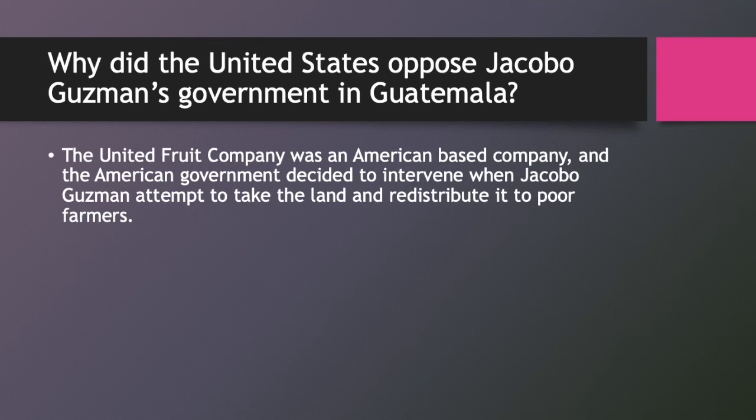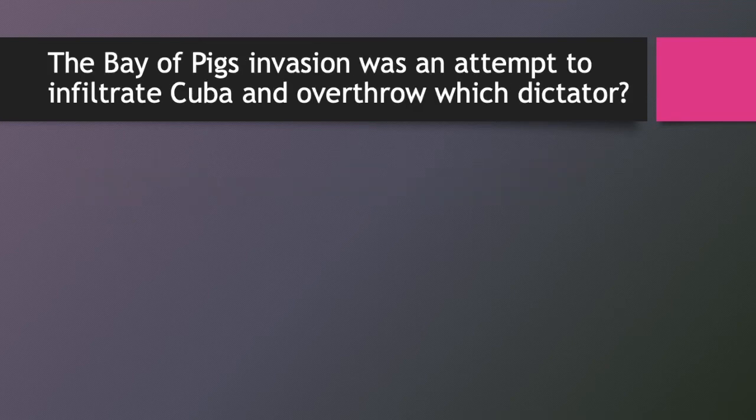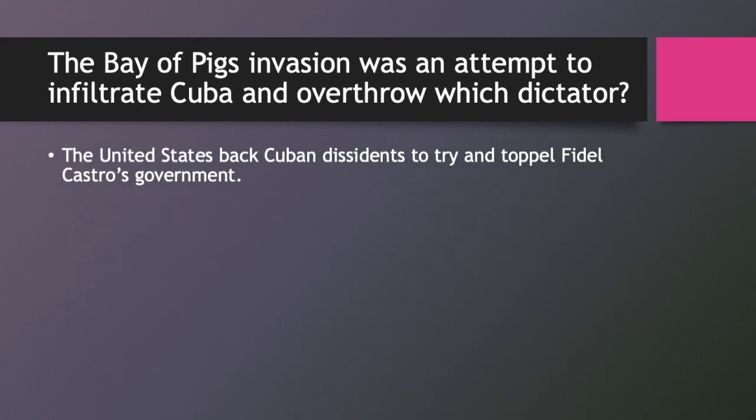All right, next up. The Bay of Pigs invasion was an attempt to infiltrate Cuba and overthrow which dictator? We just talked about him. And that was Fidel Castro's government. What they were trying to do is topple Fidel Castro, who was a communist revolutionary in the region, and they tried to do it with Cuban dissidents and invade via the Bay of Pigs. And when they got there, unfortunately, the United States pulled their support back at the last minute, and they were left to be slaughtered.